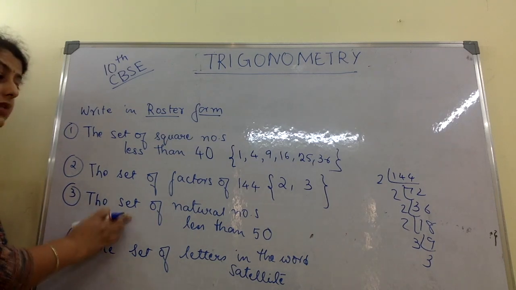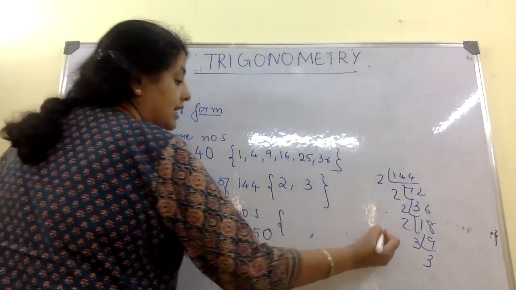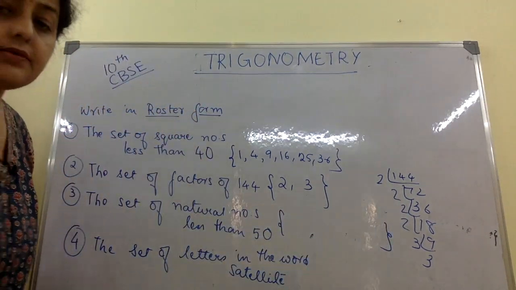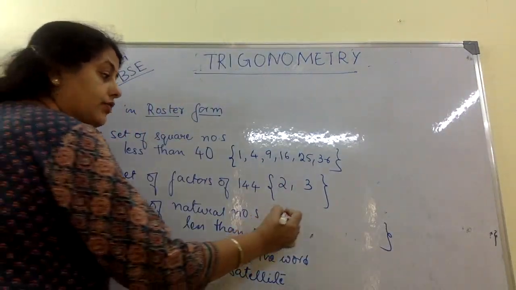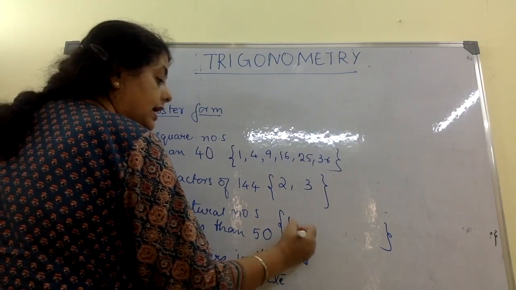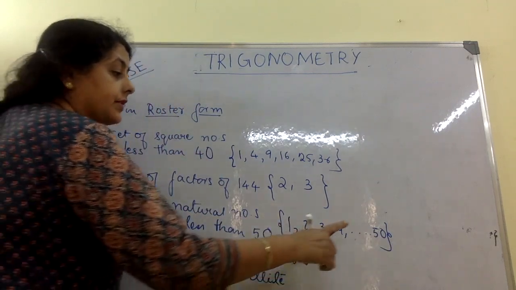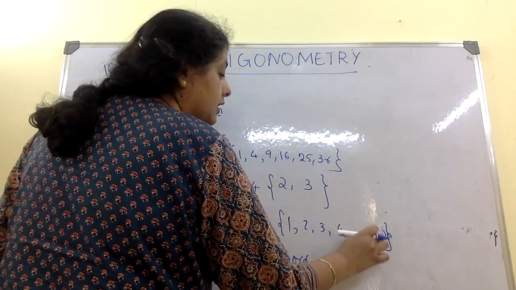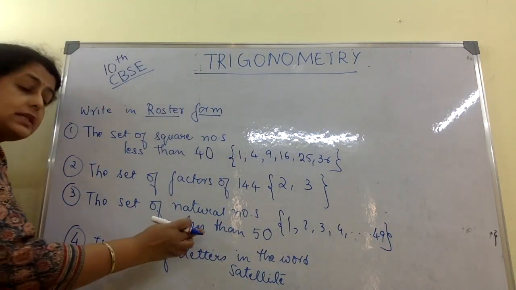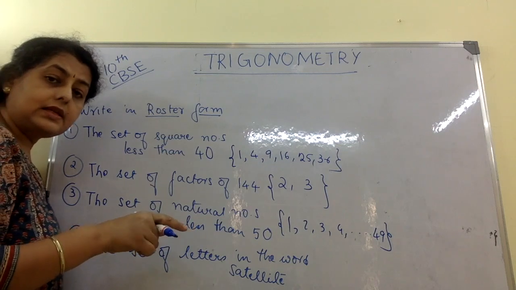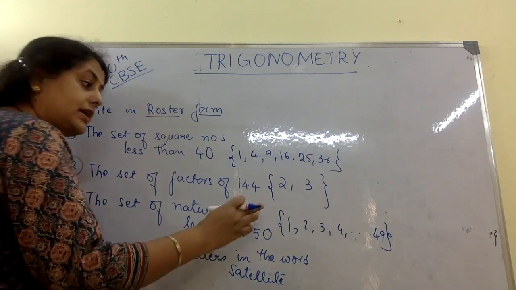Let's take this one, the set of natural numbers less than 50. If we talk about the set of natural numbers less than 50, then we will have to take the complete 49 numbers. So we'll have to start here, 1, 2, 3, 4, dot, dot, dot, till, sorry, not 50, but we'll have to write till 49, because they said less than 50. They didn't tell us less than or equal to 50. Therefore, we will write till 49. Don't waste time writing all of them.